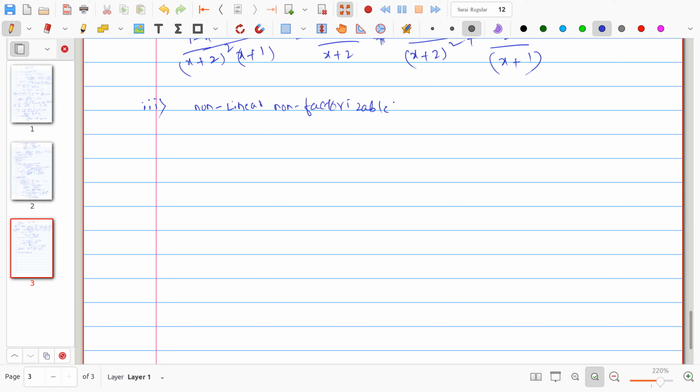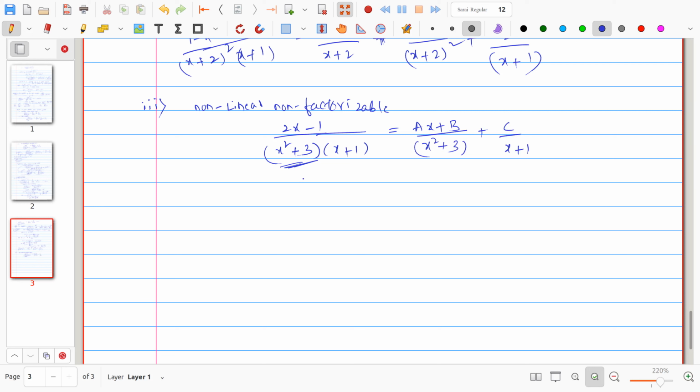Based on that I will solve one more problem. I will take the example of 2x minus 1 divided by x square plus 3 times x plus 1. X square into x is x cube, so the degree is more, it is a proper function. And here it is non-linear, x square is there, a non-factorizable quadratic term is there. Then we can resolve into partial fractions according to condition 3: ax plus b over x square plus 3, plus c divided by x plus 1.